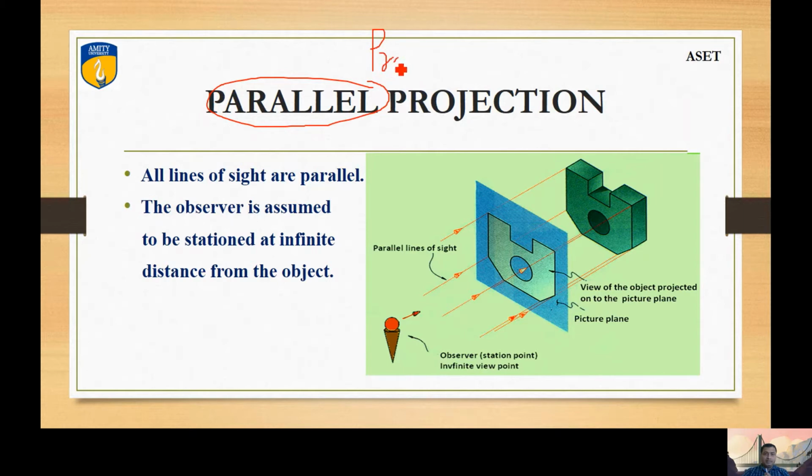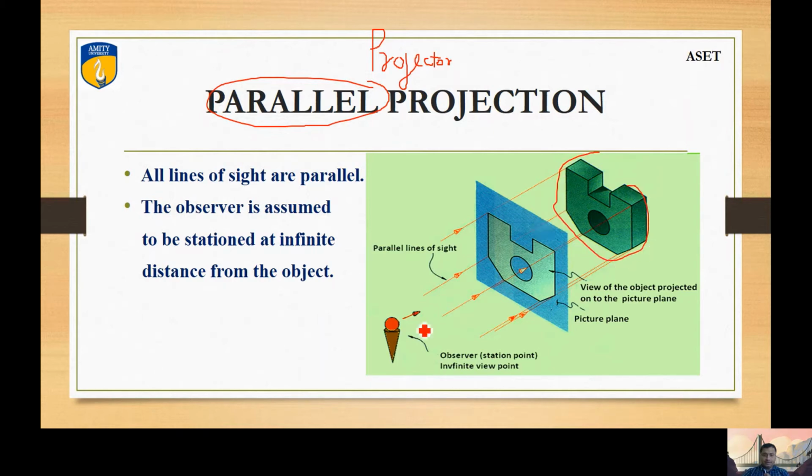So parallel means when the projectors are parallel to each other, right? When the projectors or the lines of sight are parallel to each other, that is said to be parallel projection. So this is my object now.